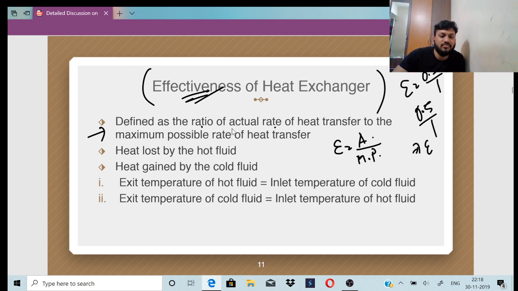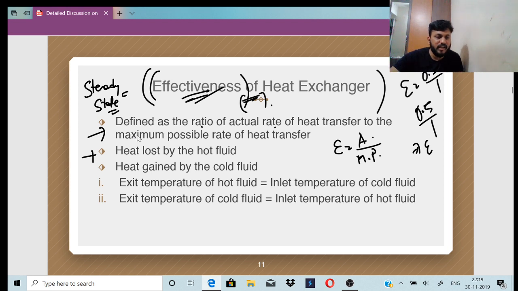It is defined as the ratio of the actual rate of heat transfer to the maximum possible rate of heat transfer. So how do we find out this effectiveness? How can we find out the derivation of effectiveness? Okay, the derivation of effectiveness is given by the formula. We know that by steady state of heat transfer, heat lost by hot fluid is equal to heat gained by cold fluid. ये हमने LMTD के derivation में भी देखा था, है ना? Heat lost by hot fluid is equal to heat gained by cold fluid.